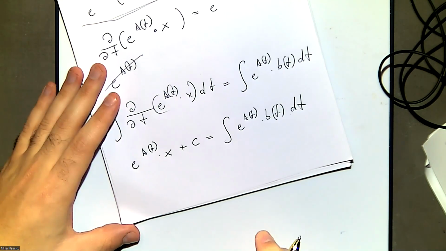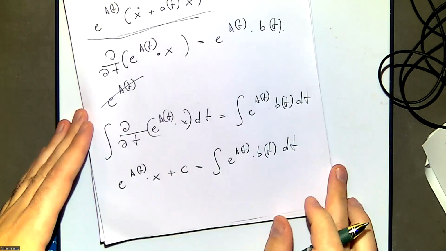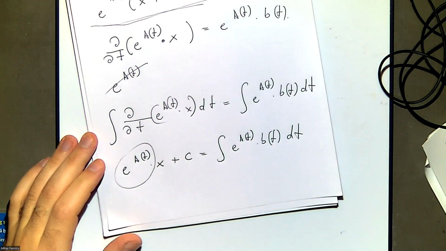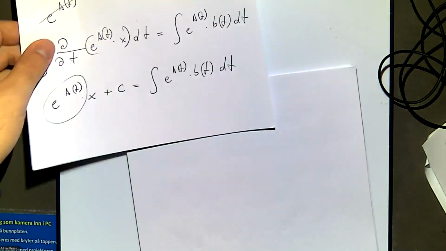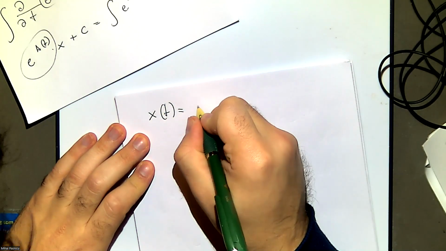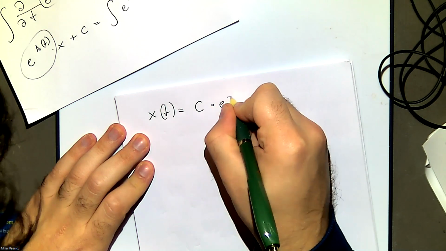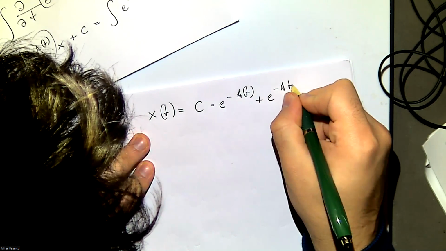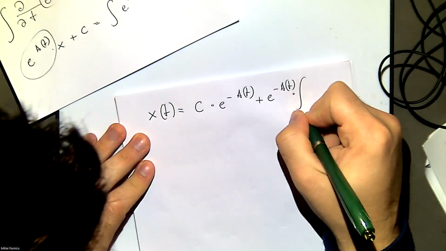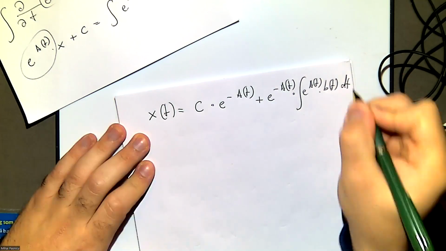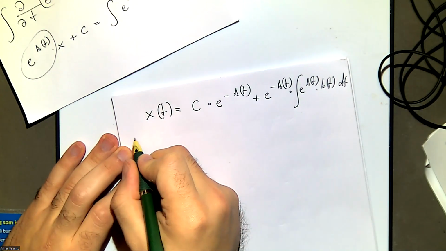And now I'm going to start a fresh page and write the formula. I'm just going to multiply with this everywhere and get x. So the general formula for solving this is x(t) equals a constant times e^(-A(t)) plus e^(-A(t)) times the integral of e^(A(t)) b(t) dt. And this is the only thing that's relevant, okay?